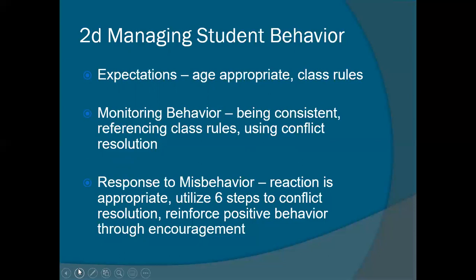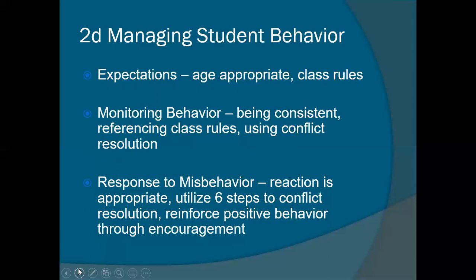And then, of course, part of HighScope is the 6 steps to conflict resolution. So are we utilizing those 6 steps when conflicts arise? And then we're also looking at what the response is to misbehavior. Is the reaction appropriate? Once again, we have to remember we're dealing with very young children. They're coming from all different kinds of homes, all different kinds of cultures. So we need to make sure that when we're reacting to something that has happened, that we're being appropriate for their age. We want to make sure that we're utilizing those 6 steps to conflict resolution.